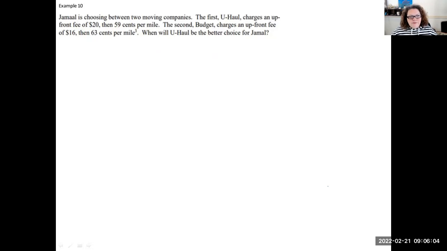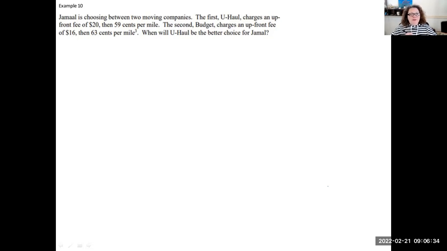Next one. Jamal is choosing between two moving companies. The first is U-Haul, which charges an upfront fee of 20 bucks. Then they charge 59 cents for each mile that's driven. The second one is Budget, and they charge an upfront fee of 16 bucks, then 63 cents per mile. When will U-Haul be a better choice for Jamal?